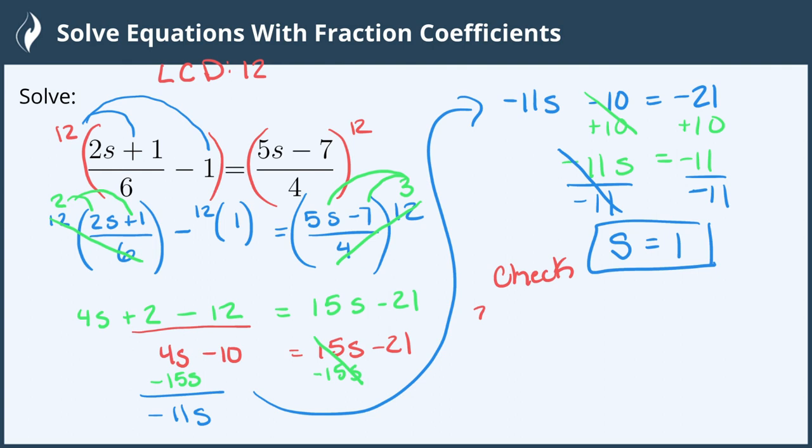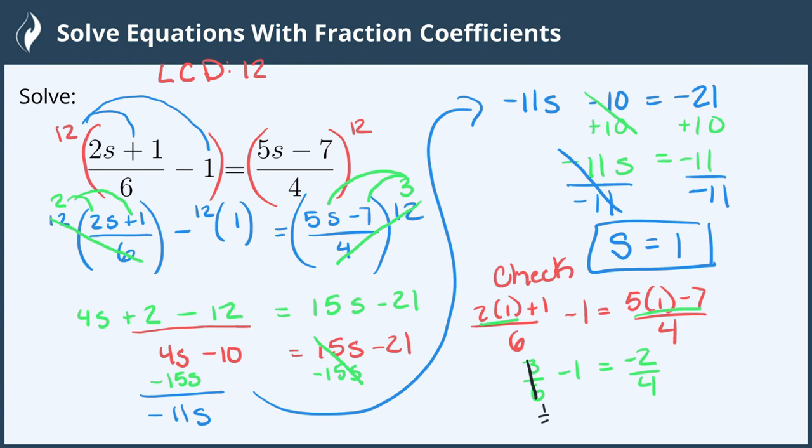And so we have 2 times 1 plus 1 over 6 minus 1 equals 5 times 1 minus 7 over 4. 2 times 1 is 2, and 2 plus 1 is 3. So we have 3 over 6 minus 1 equals 5 times 1 is 5, and 5 minus 7 is negative 2 over 4. Let's go ahead and simplify.